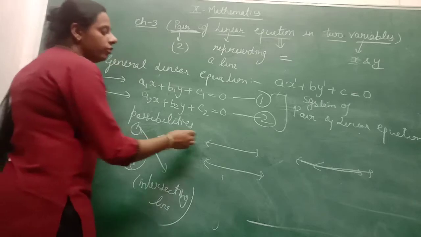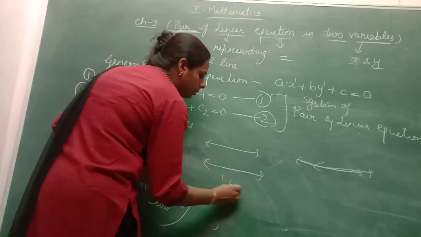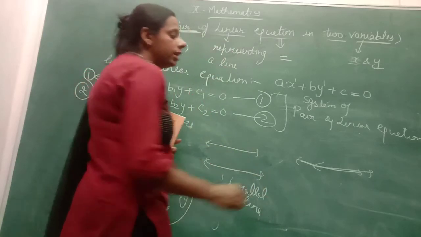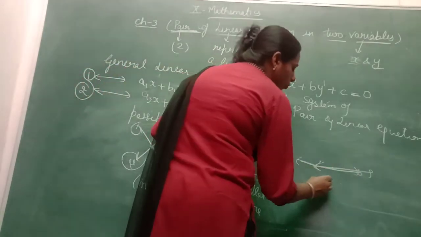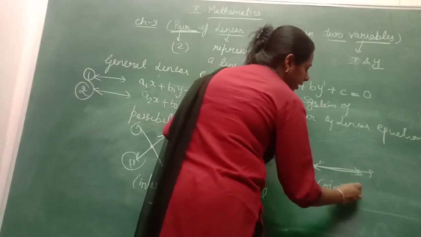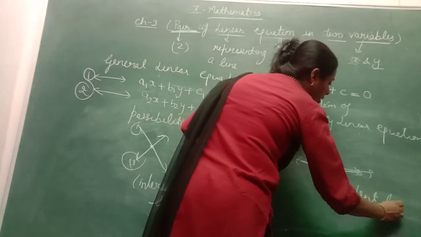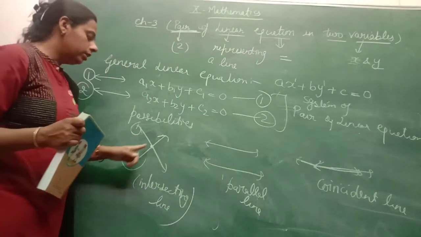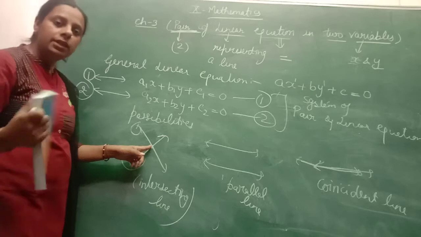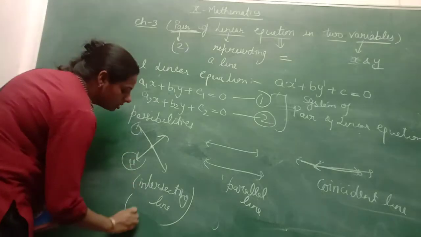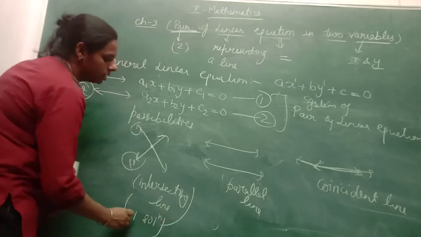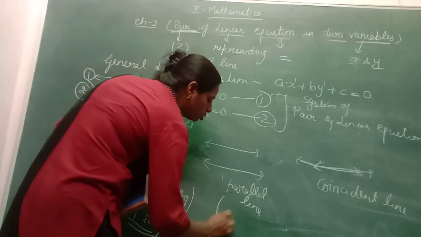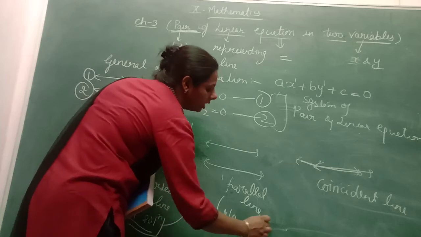If they are moving parallel to each other, it means they represent parallel lines. If they are lying on each other, we say the lines are coincident. When the two lines meet at one point, it means there is one solution, and in this case it has only one solution. In the case of parallel lines, there is no solution because they are not cutting each other at any point.